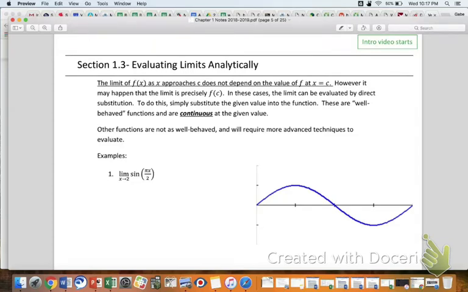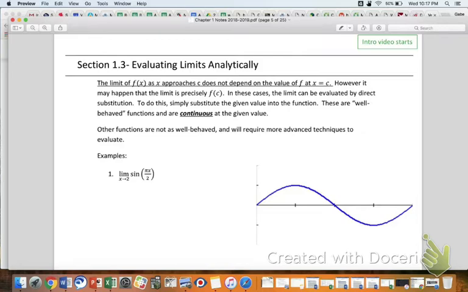Just a reminder, the limit of a function as x approaches c does not depend on f of c. It doesn't depend on the y value of the function when x equals c. It's possible that that could be the case in those cases. So we can use what's called direct substitution. These functions are continuous and they're well behaved. We call them well behaved just because they're usually very, very easy to deal with.